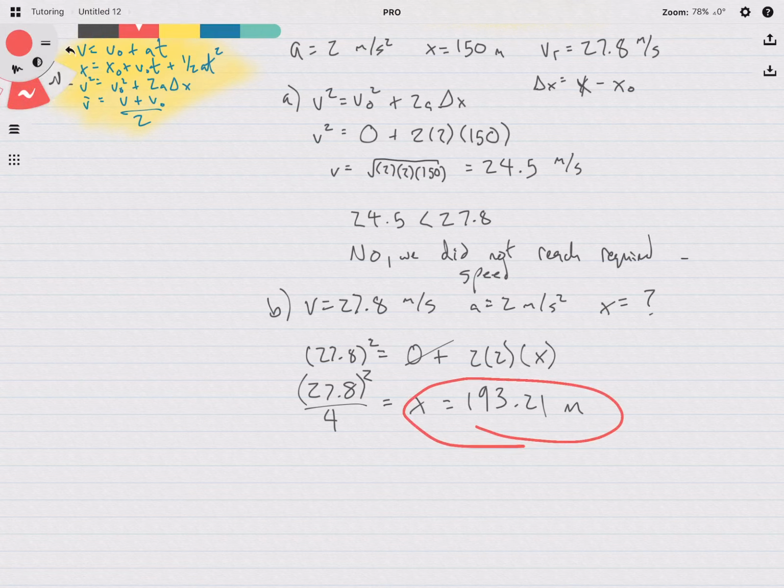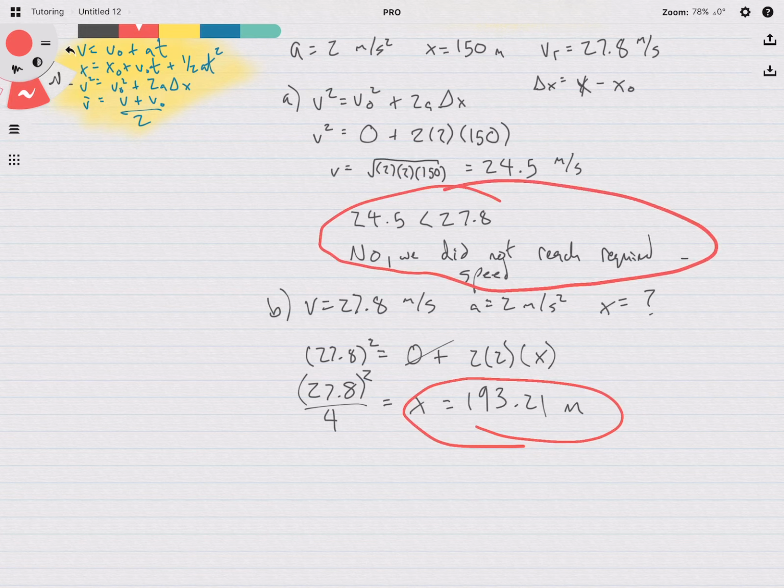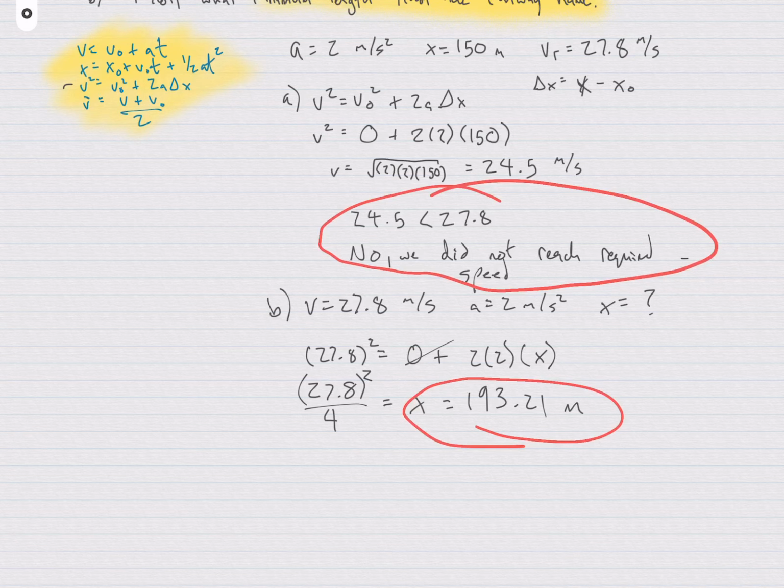And the other answer would be here. And this is an example of a simple one-dimensional kinematics equation in the x direction.